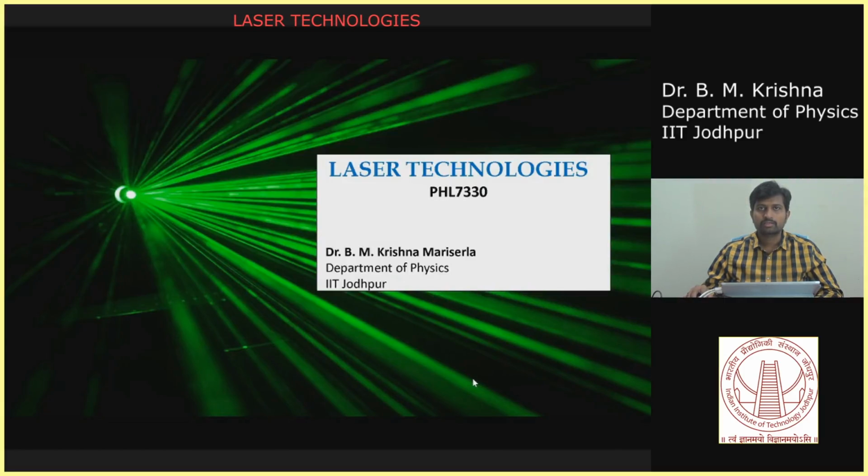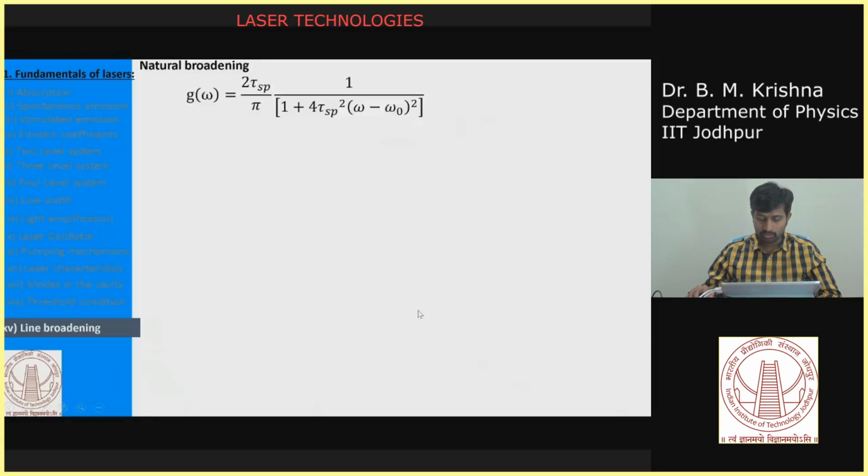In the last class we discussed line broadening mechanisms. We derived an equation for the natural line width. The natural line width is associated with the lifetime of the state, mainly the spontaneous lifetime of the excited states. Then we solve the equation and find the line width associated with the spontaneous emission. So this is our g of omega, the line width.